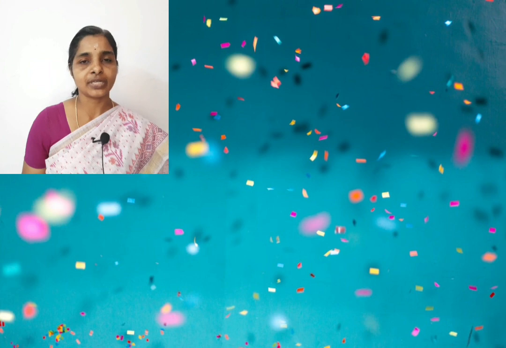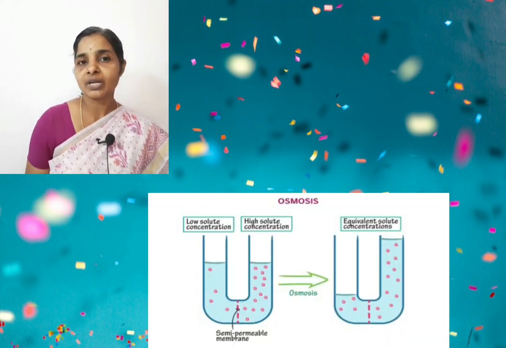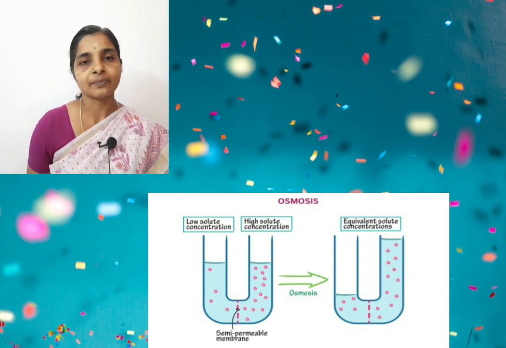In the last class we had discussed the movement of oxygen and carbon dioxide molecules through the plasma membrane, and that molecules move across this plasma membrane by a process called diffusion. Now we are going to discuss another process called osmosis. That is, water molecules move across the plasma membrane by a process called osmosis.